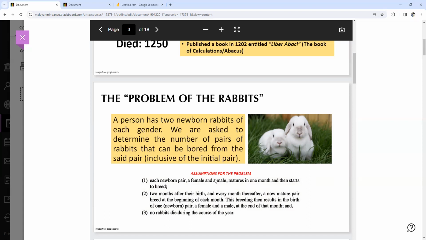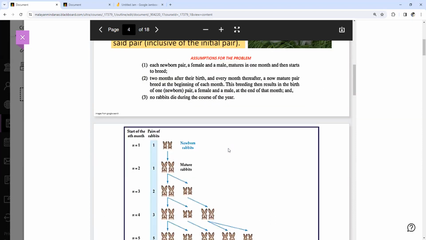But there are assumptions. The first assumption is each newborn pair, a female and a male, matures in 1 month and then starts to breed. 2 months after their birth and every month thereafter, a now mature pair breeds at the beginning of each month. This breeding then results in the birth of one newborn pair at the end of that month, and no rabbits die during the course of the year. So these are very ideal assumptions, but this is an ideal problem.